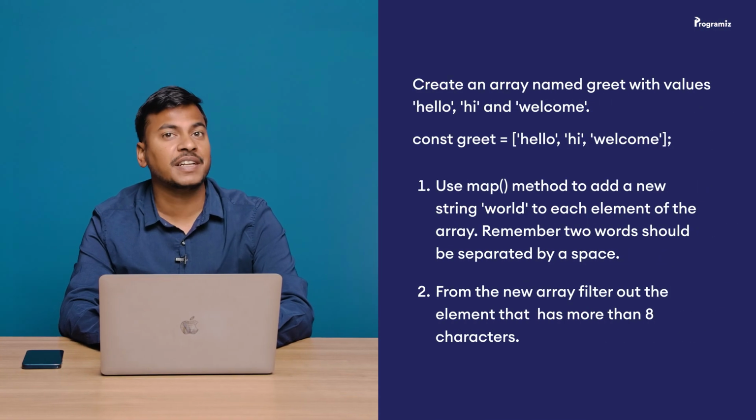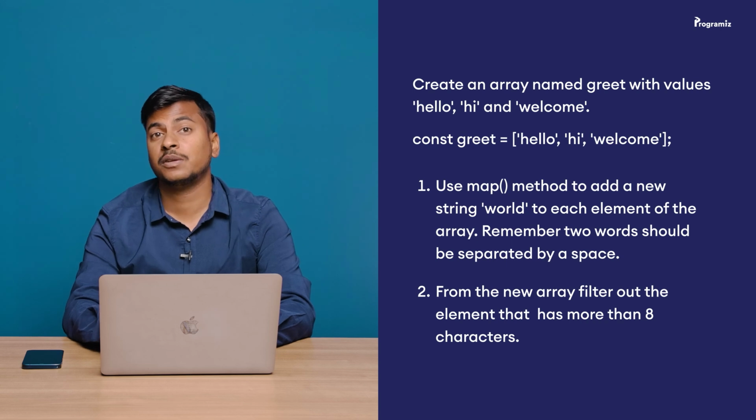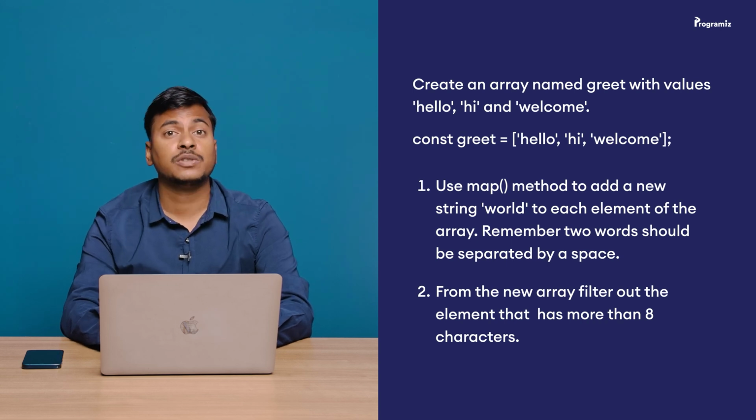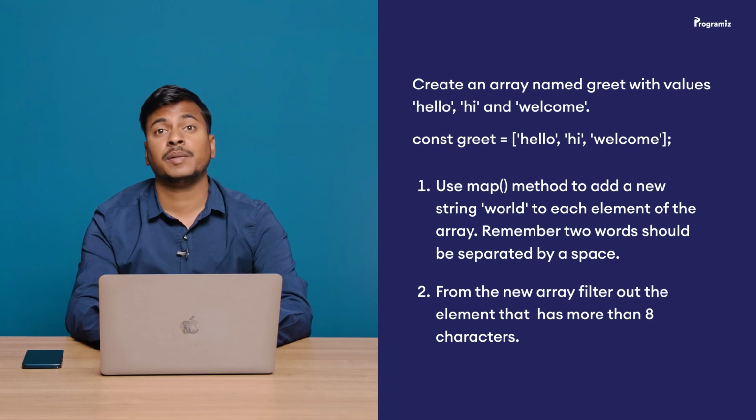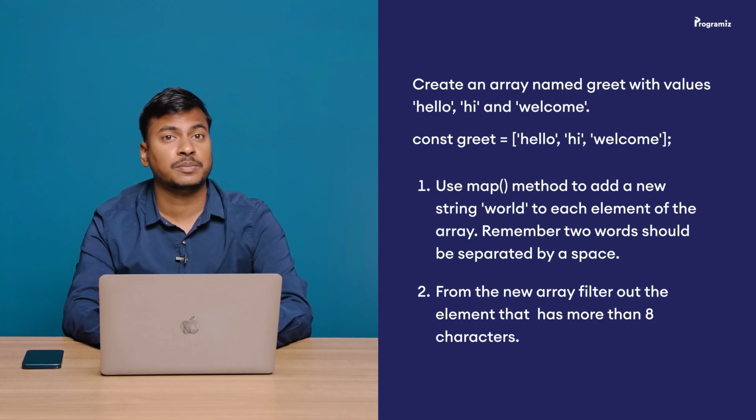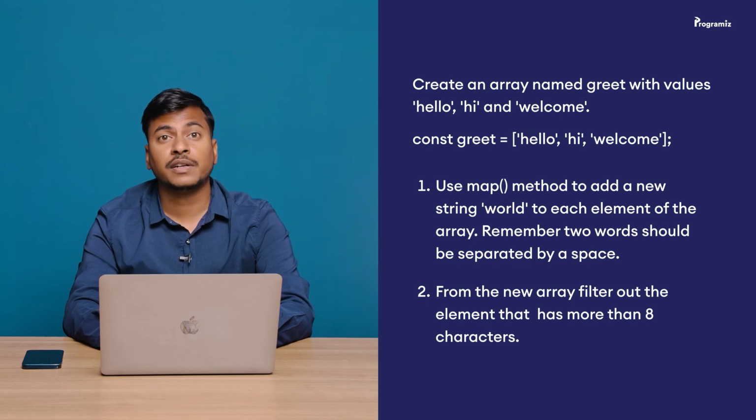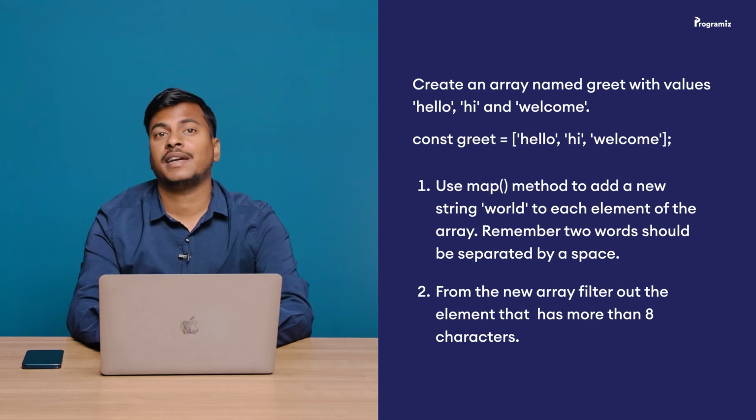Now to practice what we learned, here's a programming task for you. Create an array named greet with values hello, hi and welcome. Use the map method to add a new string word to each element of the array. Remember, two words should be separated by a space. From this new array, filter out the elements that have more than 8 characters.